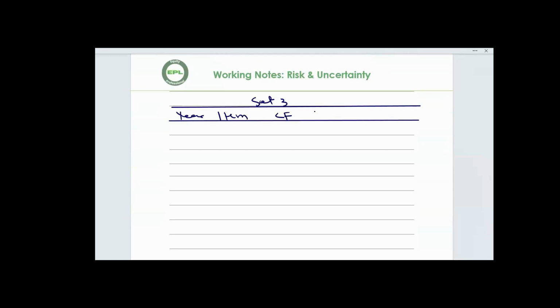Item cash flow. Discount factor at 12%. Present value 1 to 5. Initial outlay, revenue, running costs. 40,000 multiplied by 1, 40,000.